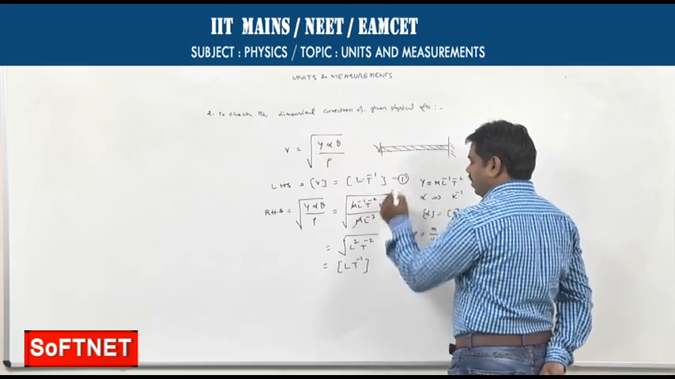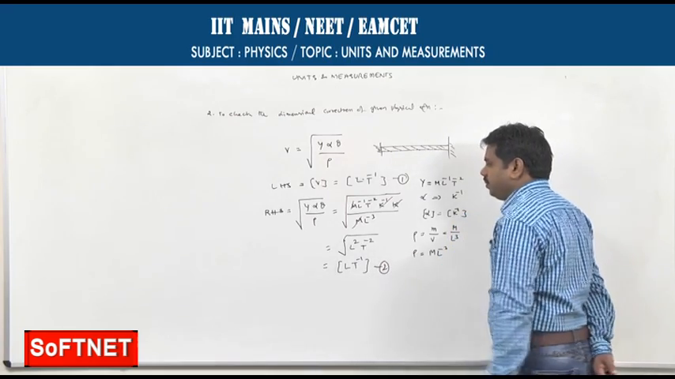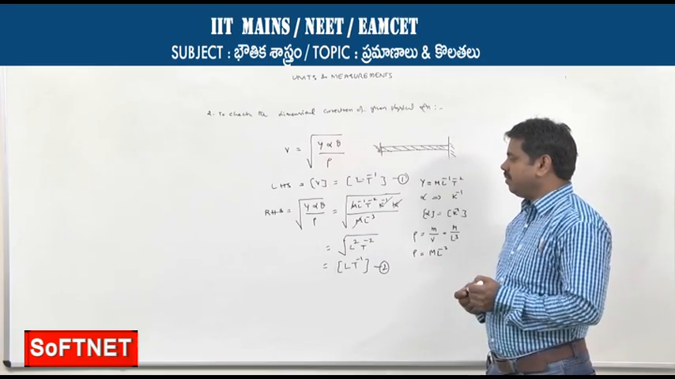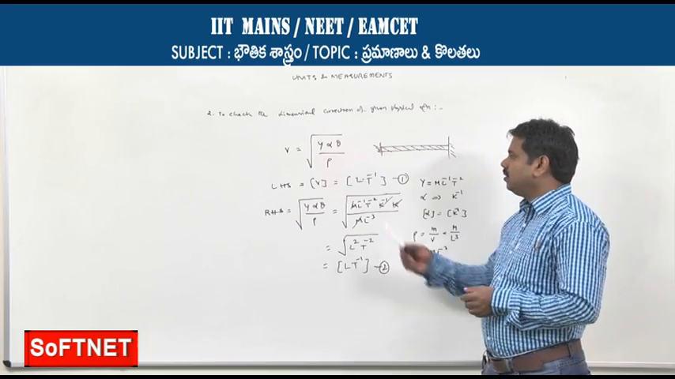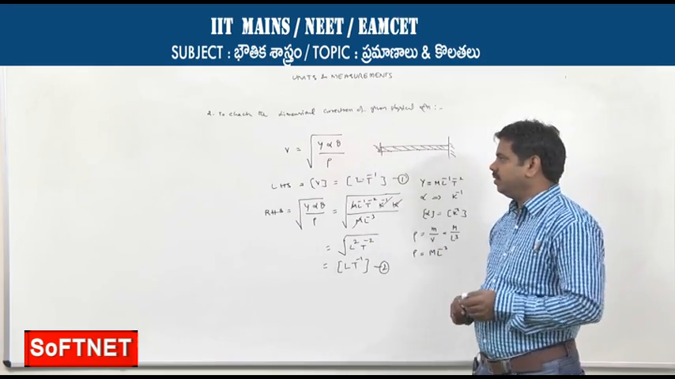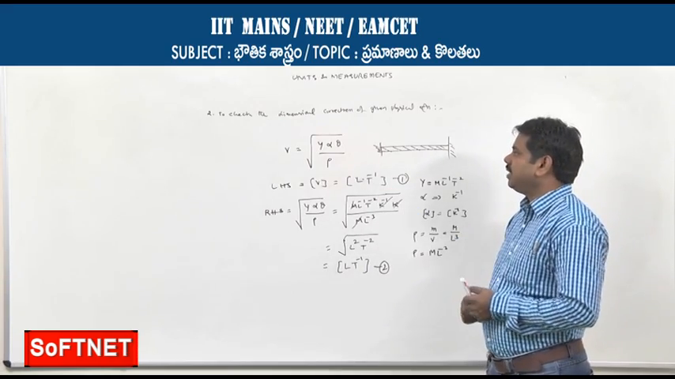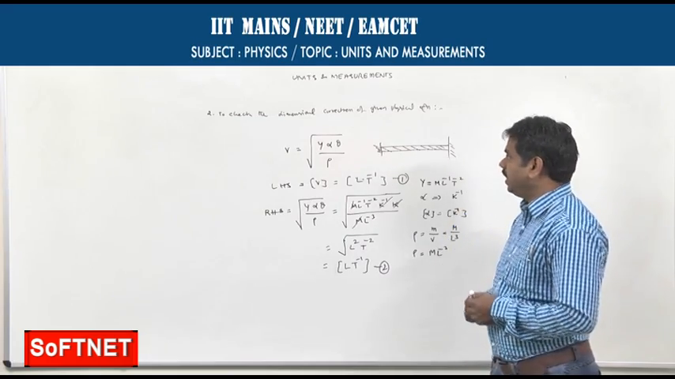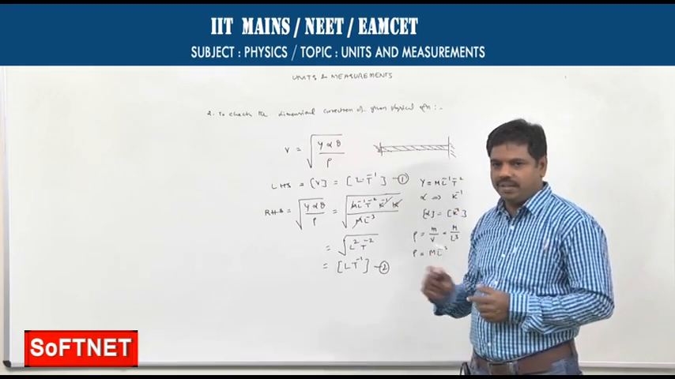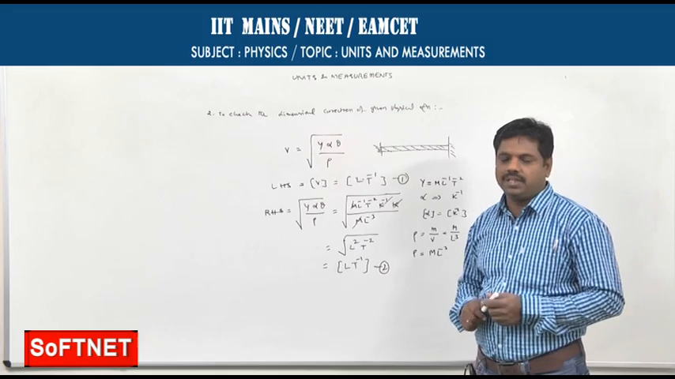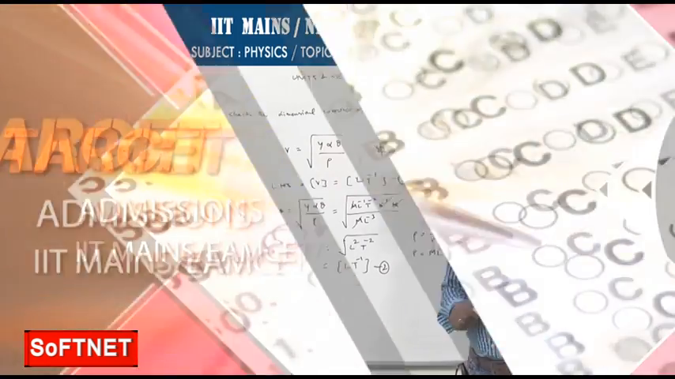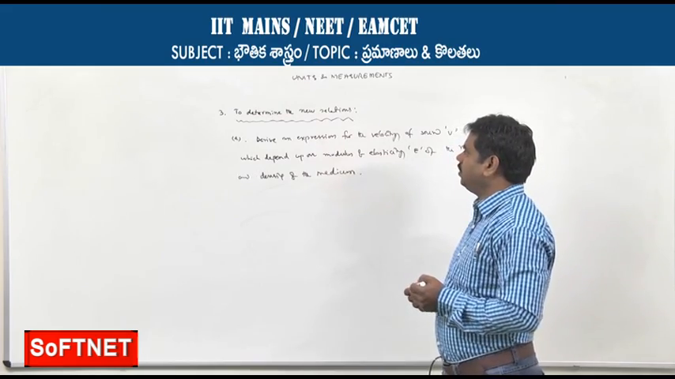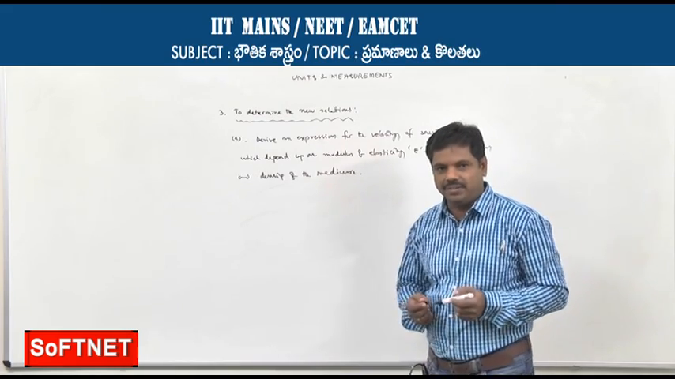This is equation number 1 and this is equation number 2. That is, the dimensions of LHS are equal to the dimensions of RHS, so this is dimensionally correct. So this is the second usage of dimensional analysis, checking the dimensional correctness of a given physical equation. Next we go through the third usage, that is to determine new relations.